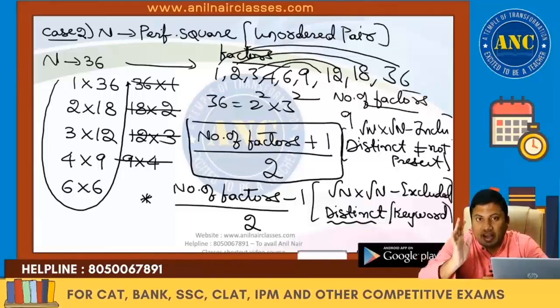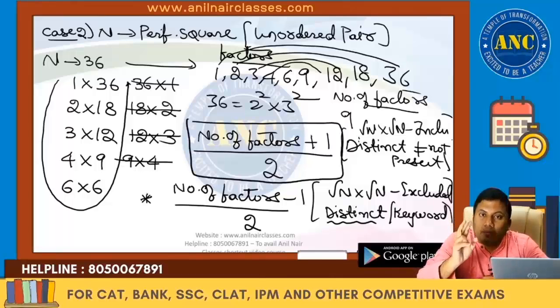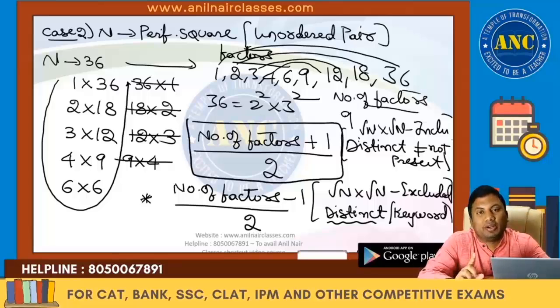Again, I am repeating it carefully. In an unordered pair, if a number is a non-perfect square, it is straight away the number of factors by 2. If the number is a perfect square, it is the number of factors plus 1 by 2 or the number of factors minus 1 by 2, depending upon the question. It cannot be the number of factors by 2, because a perfect square always gives an odd number of factors. You cannot take odd divided by 2, I will get a decimal. The number of ways can never be a decimal.